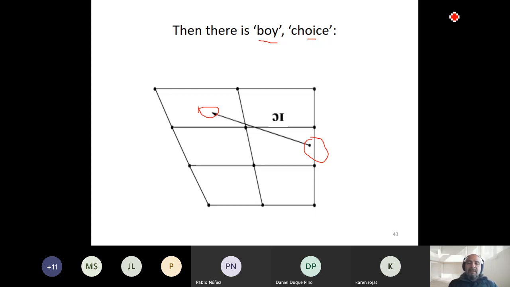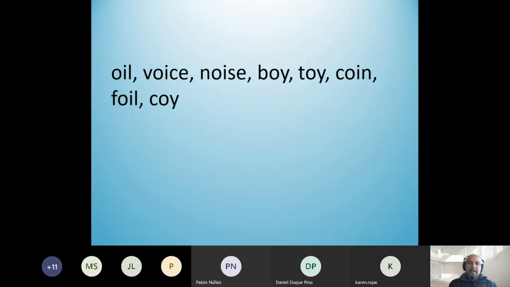Muscle memory, right? Or physiological memory, what your organs are doing. Some examples in which you can find the diphthong oi are the following: oil, voice, noise, boy, toy, coin, foil, koi. Okay, oi.